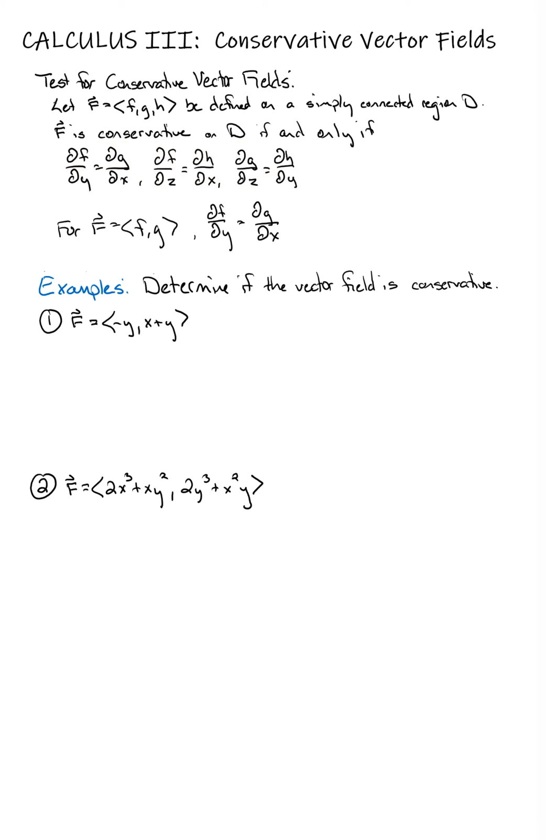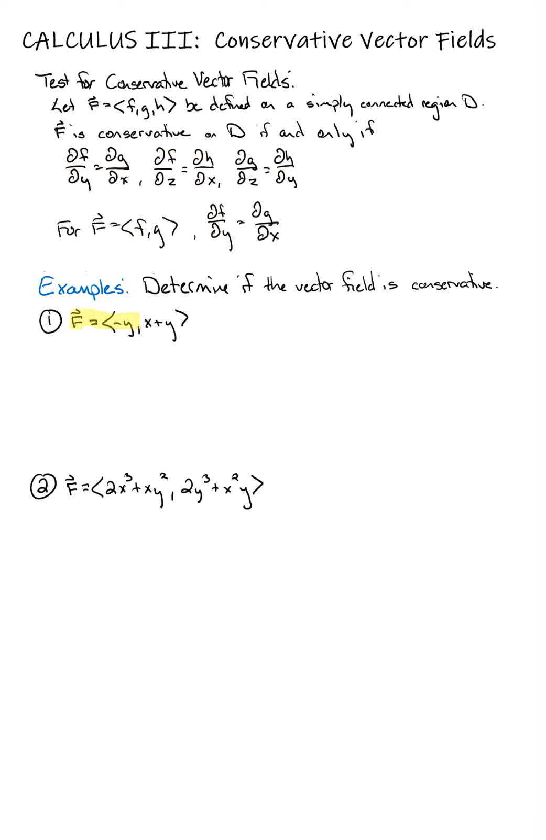Also, if our vector field F is just two components, f and g, then we really just have to look at one equality, the partial of f with respect to y and the partial of g with respect to x. Let's take a look at some examples.